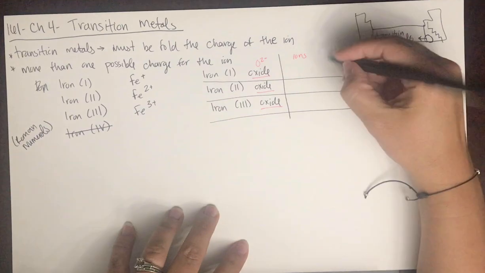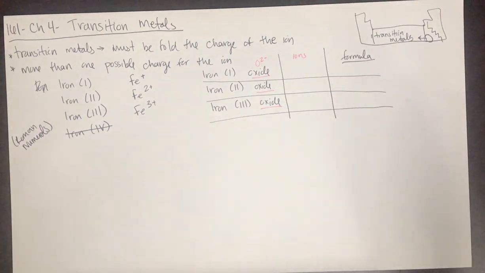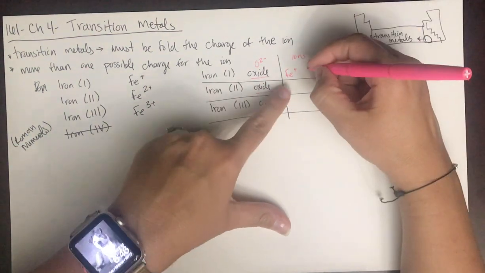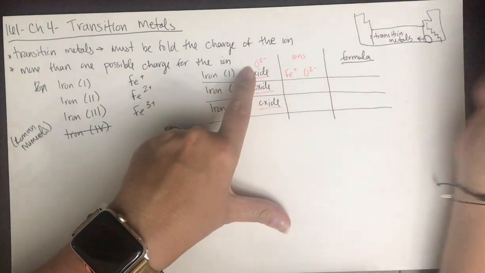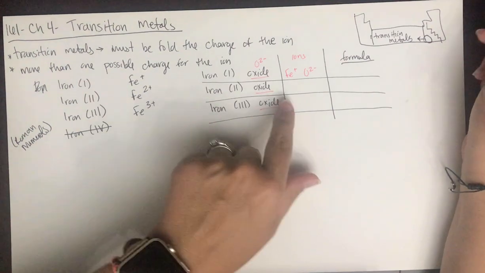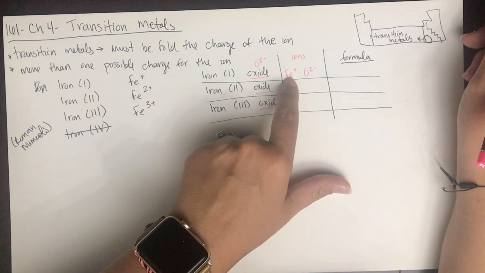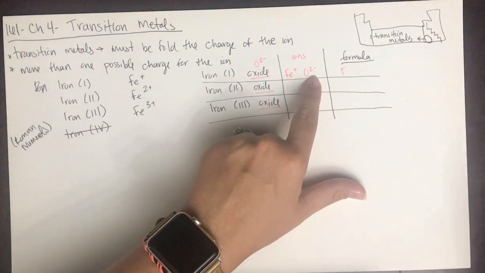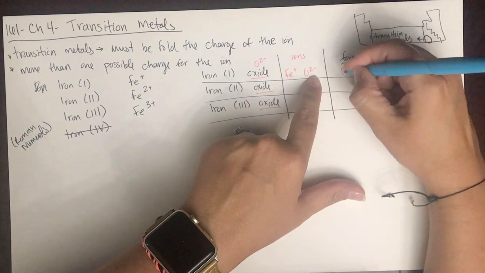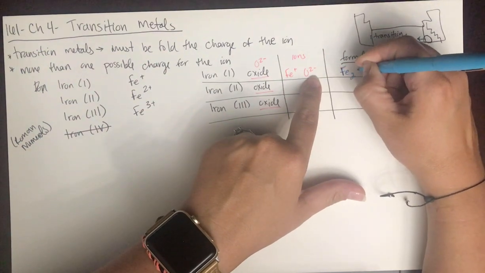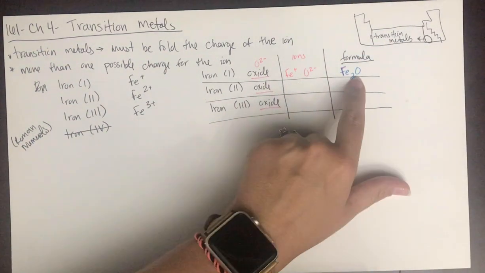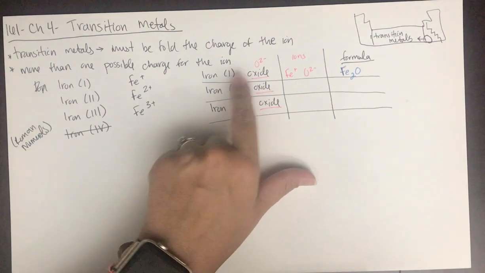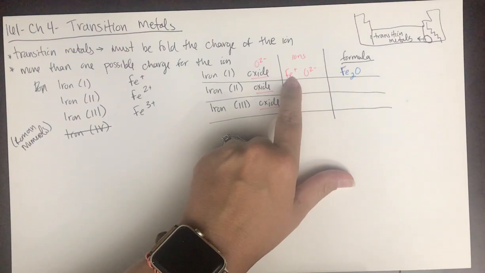Separately, and then we'll write the formula. So the ions that I'm combining here are iron 1, Fe+1, and oxide, O2-. If iron has a charge of 1 and oxide has a charge of -2, it must be Fe2O. So this formula would be iron 1 oxide because iron has a charge of 1.